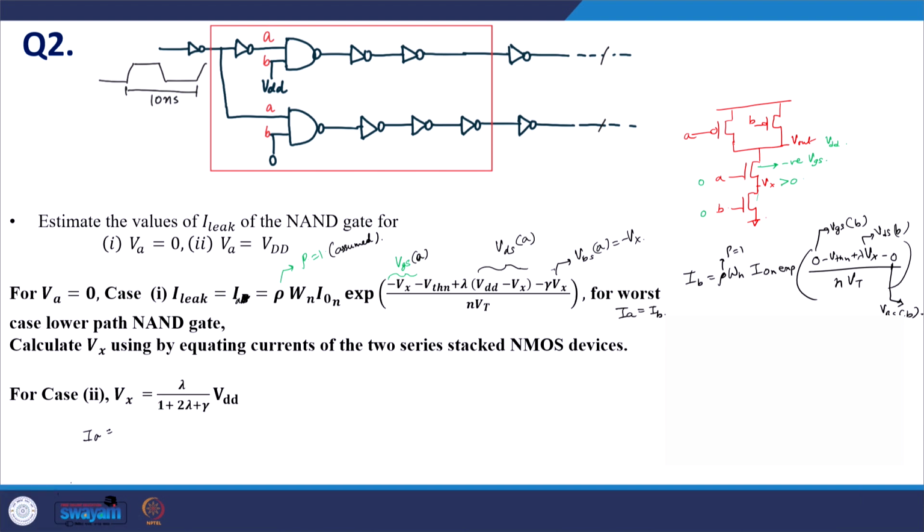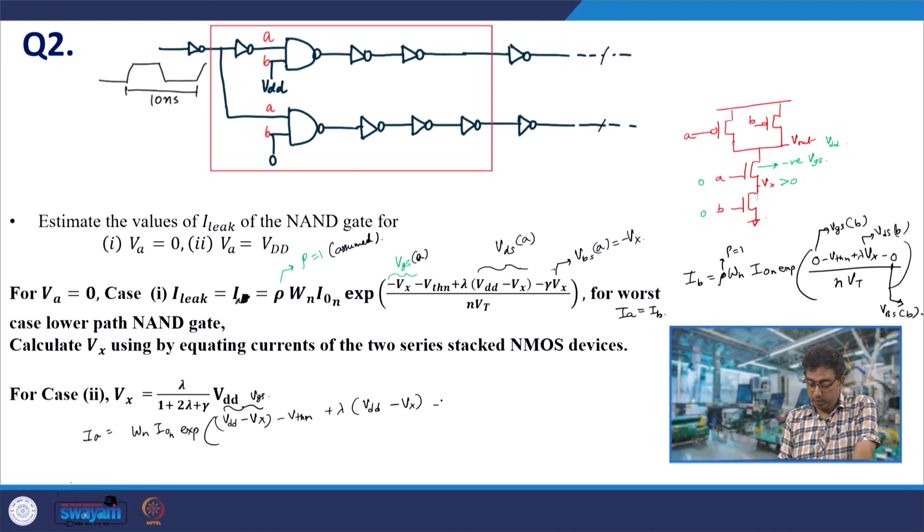For this case, IA is Wn ION exponential. Again, the expression looks similar. VGS is different now. So, it is VDD minus Vx. This is VGS, minus Vthn plus lambda (VDD minus Vx), minus gamma Vx, divided by NVT.